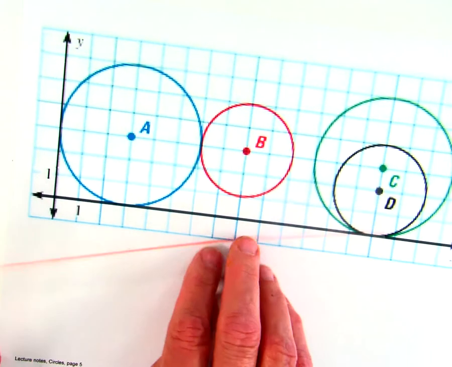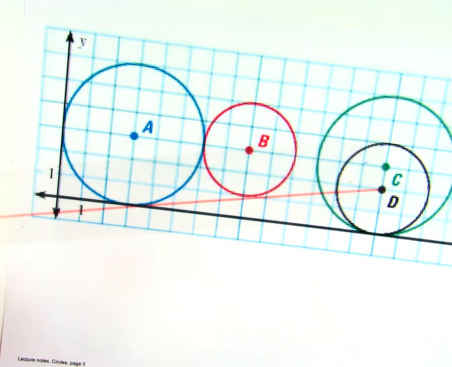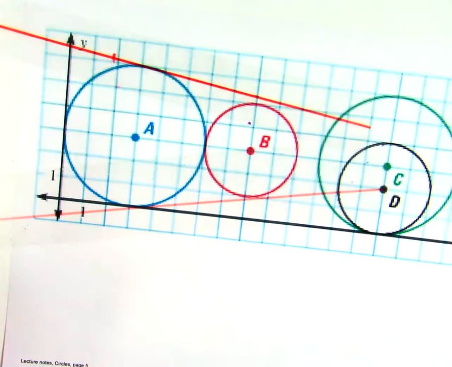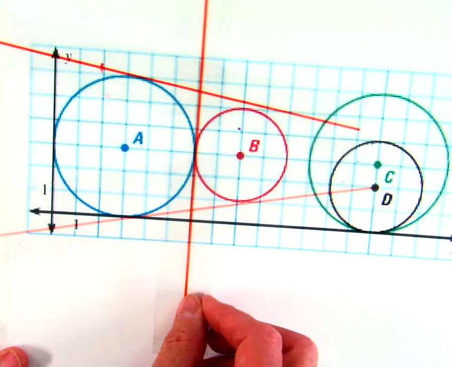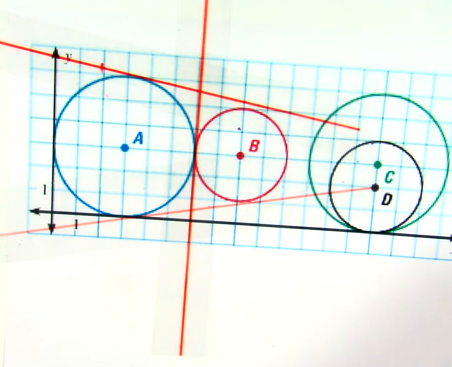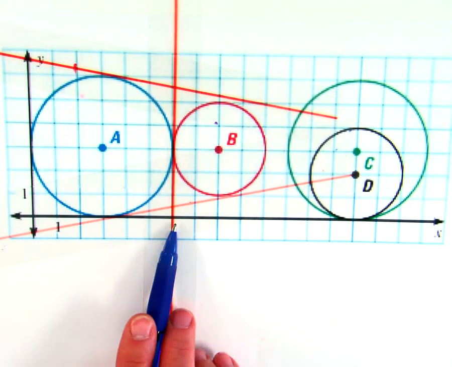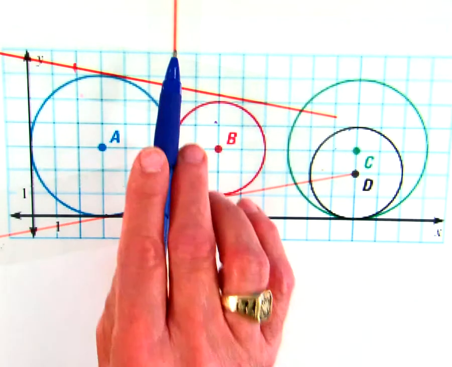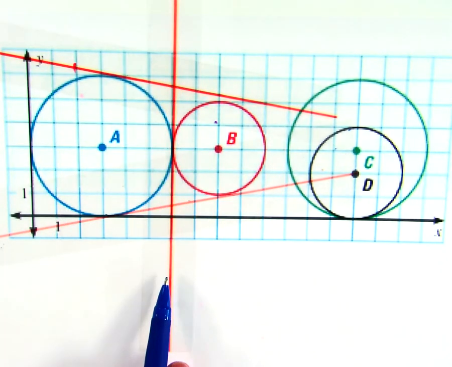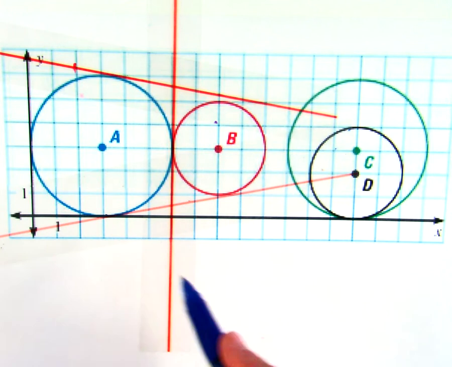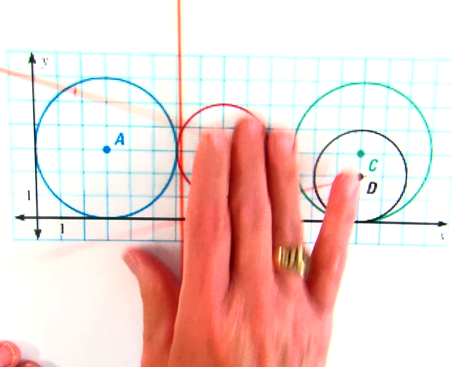A and B have 2 externals and 1 internal. Notice if I ask you to write the equation of the common internal tangent, you count over, this is at 6. So the equation of this internal common tangent is x equals 6.